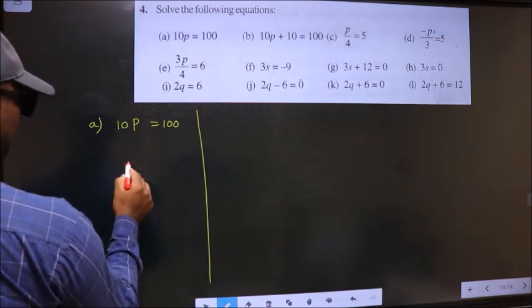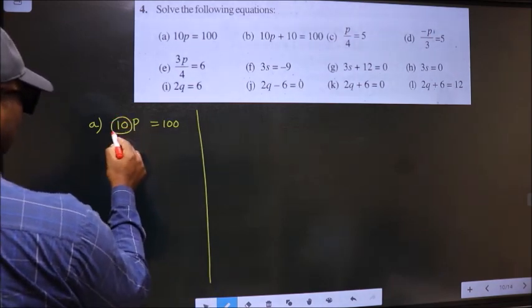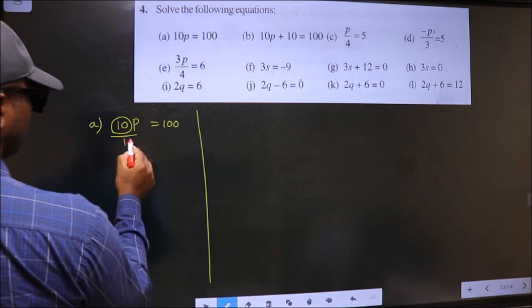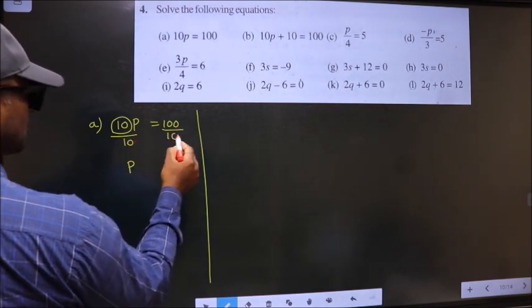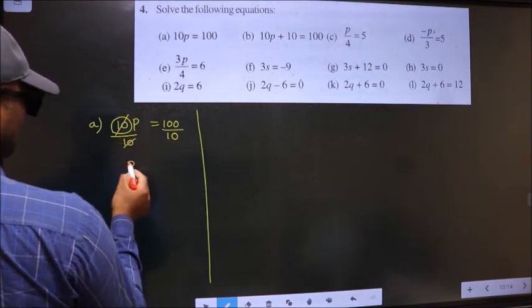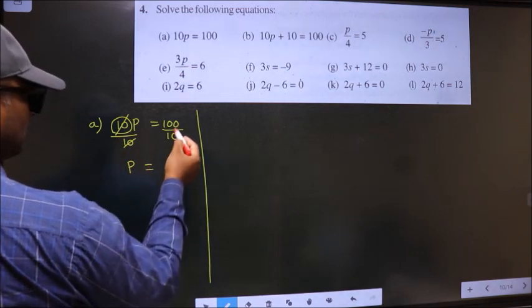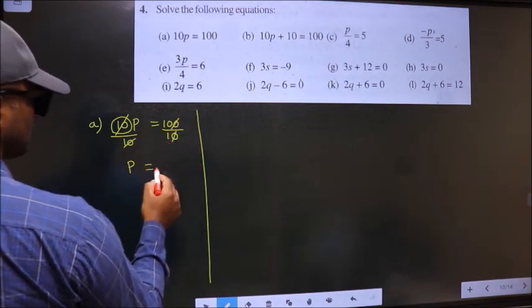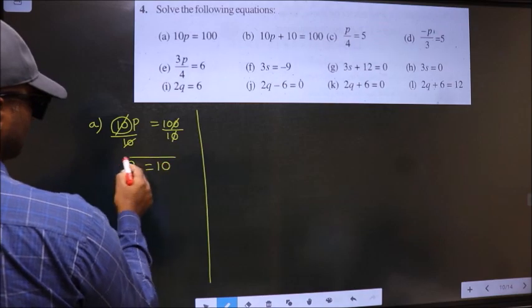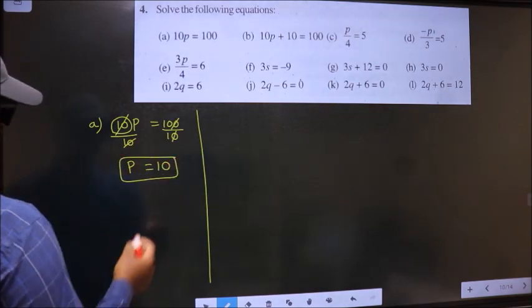Now to get p value, we should remove 10 from here. To remove 10, we should divide by 10 on both sides. So this cancels out, we get p equal to, here you cancel the zeros, we get 10. So this is our answer.